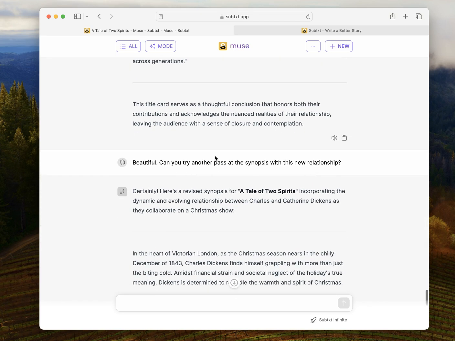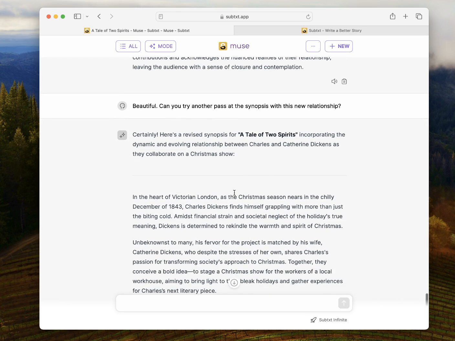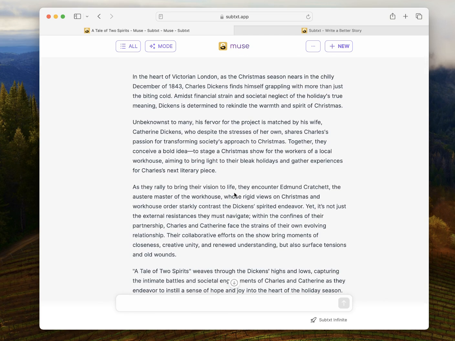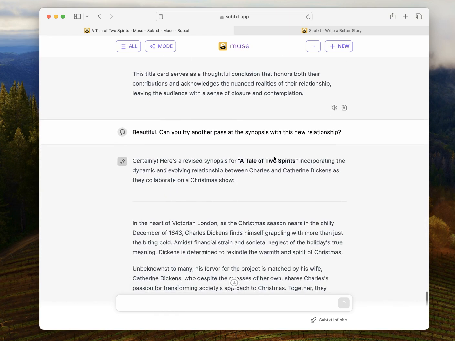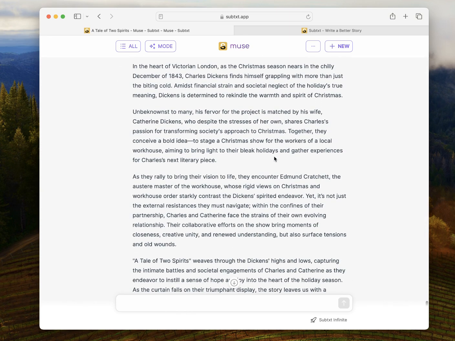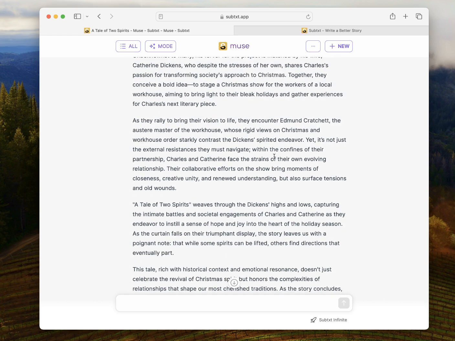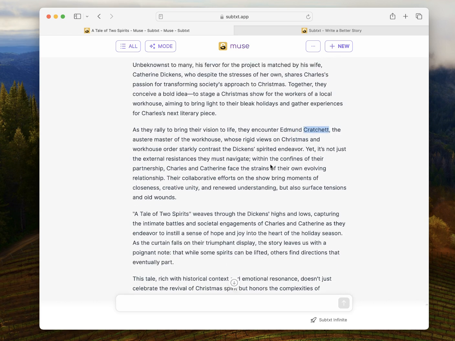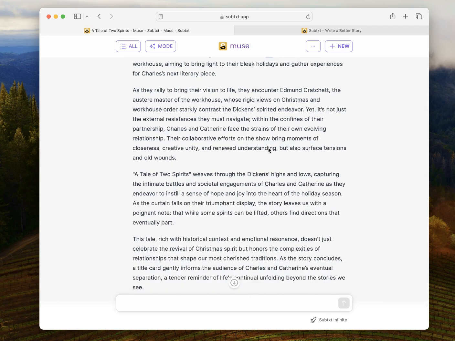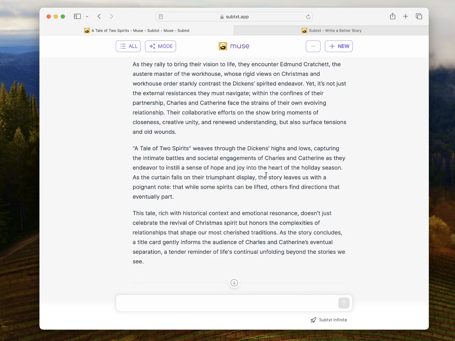And then this is great too. I said, then can you go ahead and try another pass at the synopsis with this new relationship in mind? And what's great is in the past, Muse 23, which is the Muse from 2023, it would do okay remembering everything, but now it remembers this entire conversation, everything that's gone on before, and can do a really wonderful job of bringing it all together and writing the story of this synopsis, talking still about Edmund Cratchit, talking about their financial strains, the fact that they work together on it.